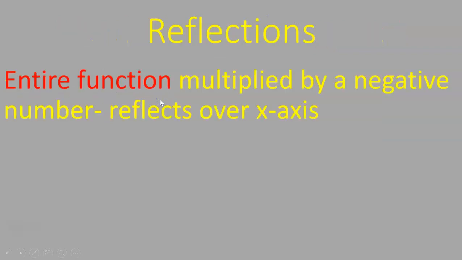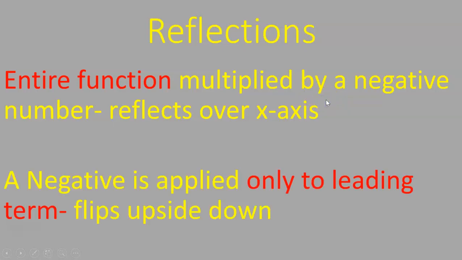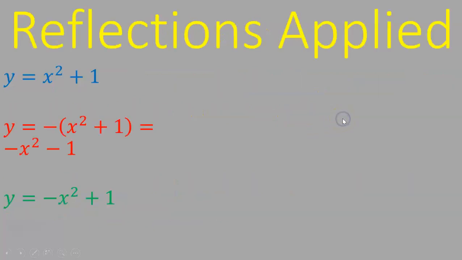A reflection is when you multiply by a negative number and it reflects over the x-axis. We kind of use that loosely. To truly reflect over the x-axis, you have to multiply everything in the function by negative. And sometimes we think of it more as flipping upside down. If a negative is only applied to the leading term, it flips upside down. So we're thinking of flipping upside down or reflecting over the x-axis. That's not necessarily the same thing, and there is a distinction there, but a negative in front is going to make the appearance be upside down.